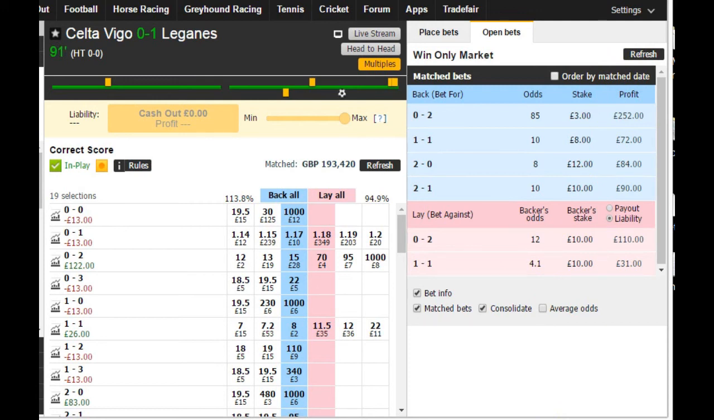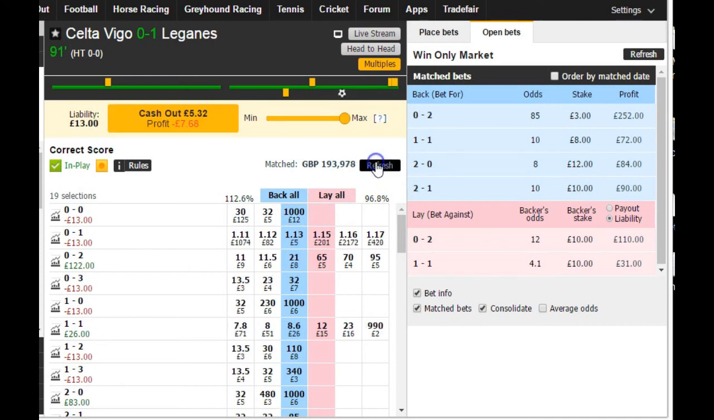Okay, the underdog did take the lead after about 75 minutes, wasn't it? And that 0-2 backing at 85s for a very small amount, £3, enabled me to lay it at whatever it was. There we are, 12s for £10. So it's this two goals ahead thing.